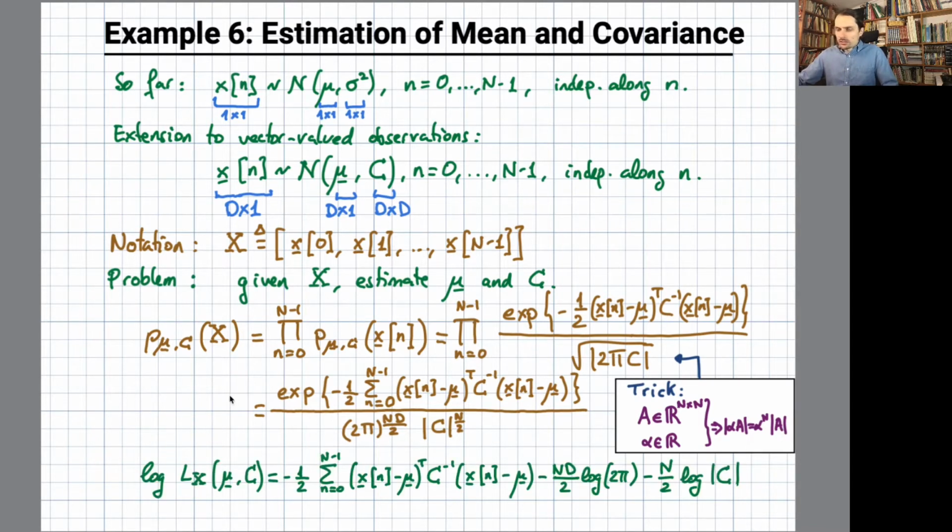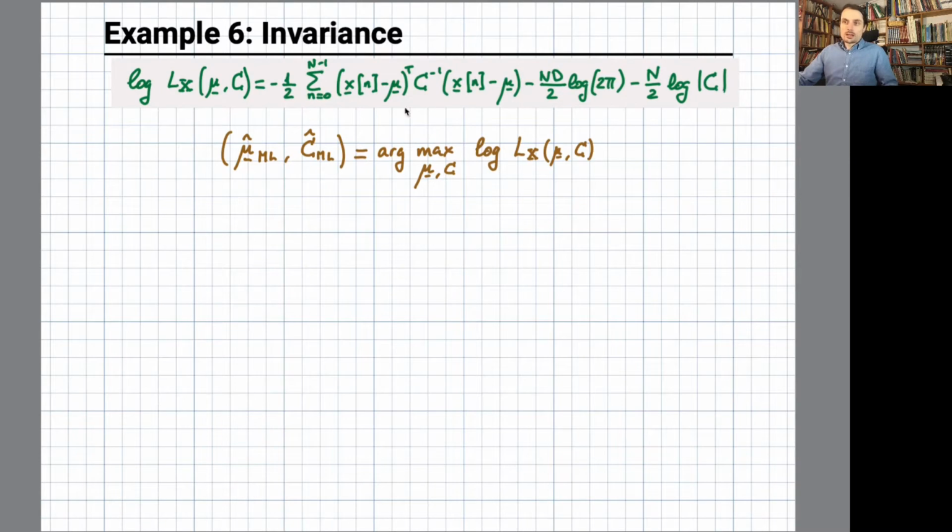The log likelihood function is consequently the logarithm of this, right? And it can be expressed in this way. As always, this term comes from the exponent, and this term comes from the denominator. Now that we have the log likelihood function, the next step is to maximize it with respect to mu and C to obtain the desired ML estimators.